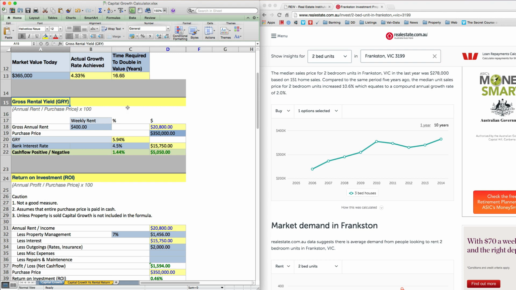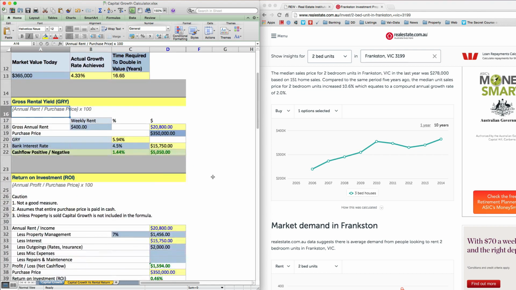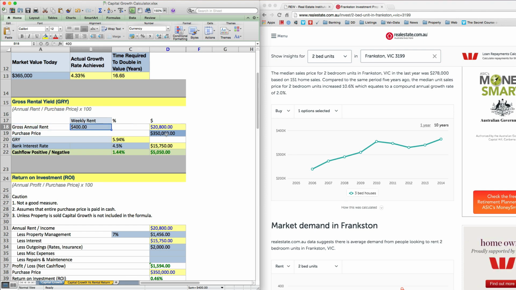Gross rental yield, GRY, and the formula for that is annual rent divided by purchase price times 100. And I've actually continued with the same sort of example all throughout this sheet. So let's say gross annual rent is $400 a week, and the purchase price of a block of land in Frankston at the moment, I get it for $350,000. My gross annual rent is $20,800.